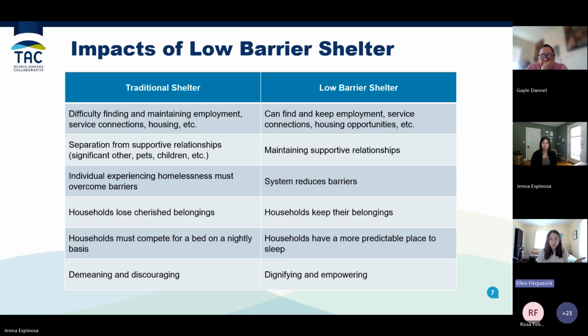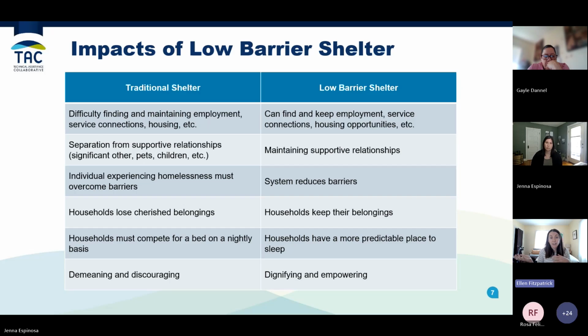So Jenna shared some of these examples just now, but in a more traditional shelter setting, we might see that folks have a difficult time finding jobs or keeping jobs or staying connected to their service providers or following through with housing appointments and pursuing housing opportunities. And that might be, in some cases, related to shelter policies, right? So, for example, if the emergency shelter has really strict requirements related to folks leaving at a certain time in the morning and maybe a really strict curfew in the evening that doesn't align with somebody's employment, they're not going to be able to keep that job, right?